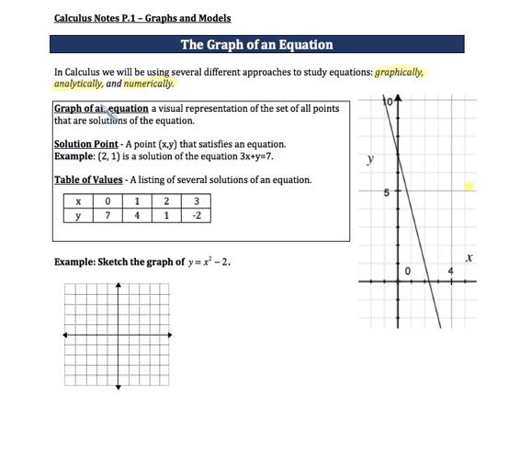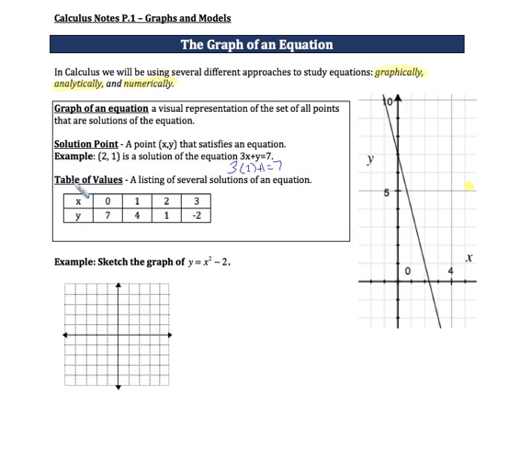So just some vocab here. The graph of an equation is a visual representation of the set of all points that are solutions of the equation. A solution point is a point in xy coordinates that satisfies an equation. An example would be the solution point (2, 1), which is a solution of the equation 3x plus y equals 7, because if you plug 2 in for x and 1 in for y, this forms a true equation. So we can go 3 times 2 plus 1 equals 7, and that is true.